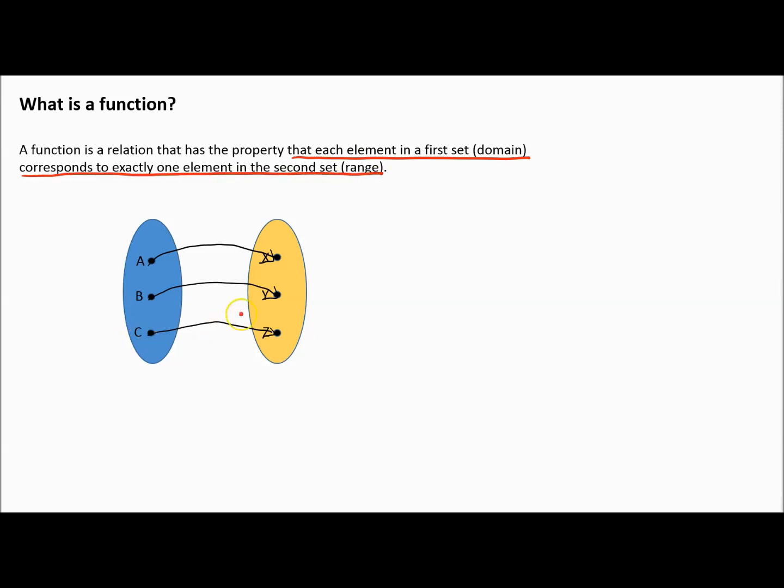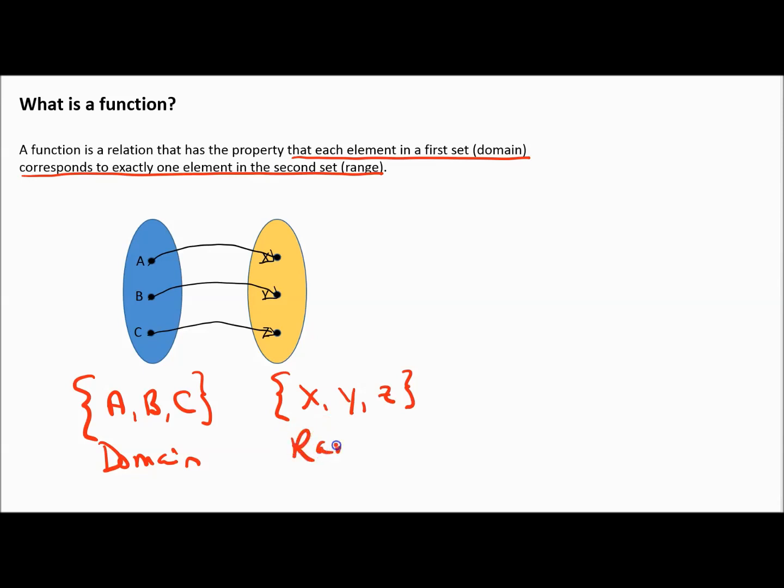And so when you're looking at here, you have a first set, that's in the blue. The elements in the first set are A, B, and C. So we could say the domain is A, B, and C. The second set is in yellow. And if I list those elements, I know they're hard to see, it is X, Y, and Z, and that's called the range.